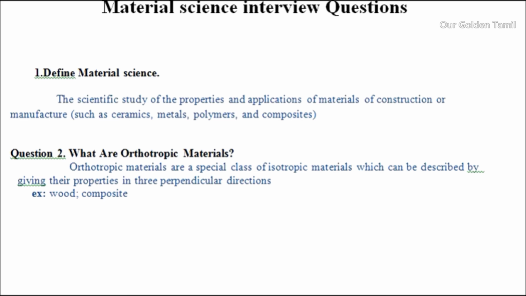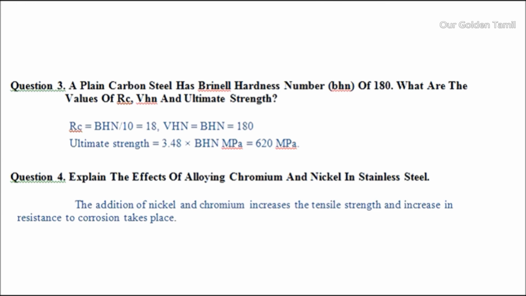Examples: wood, composite. Question 3. A plain carbon steel has Brinell hardness number, BHN, of 180. What are the values of RC, VHN and ultimate strength? RC equals BHN/10 equals 18, VHN equals 180. Ultimate strength equals 3.48 times BHN equals 620 megapascals. Question 4. Explain the effects of alloying chromium and nickel in stainless steel.